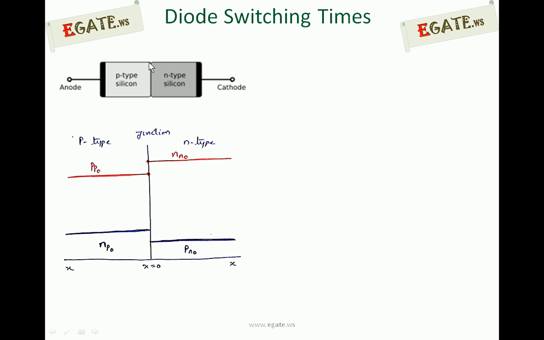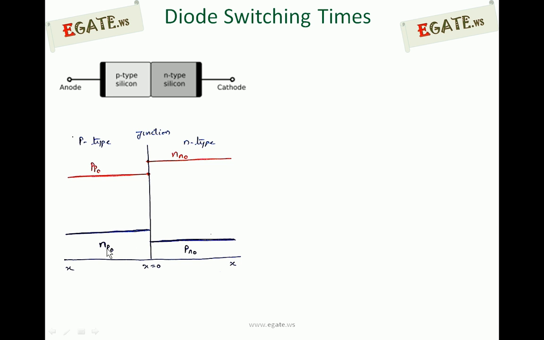This is a junction. Here we neglected the depletion layer width, so we have drawn a vertical line, and left of this vertical line is P type, right of this vertical line is N type. For P type majority carriers are holes, so it is indicated as pp naught, holes in P type under equilibrium. Naught implies equilibrium. nn naught, electrons in N type under equilibrium. They are majority carriers. Majority carriers are drawn with red line, whereas minority carriers are represented with black line.